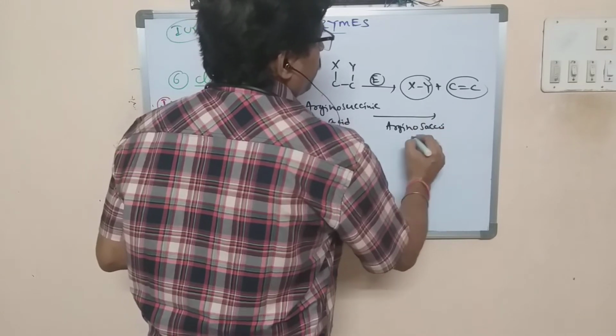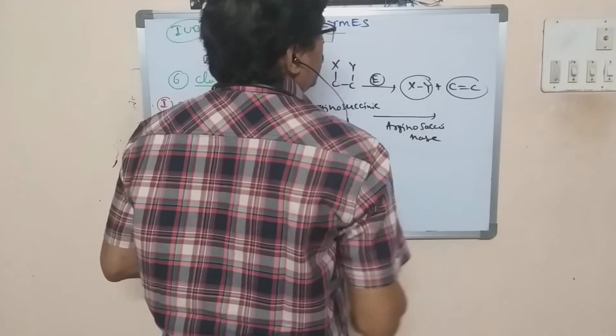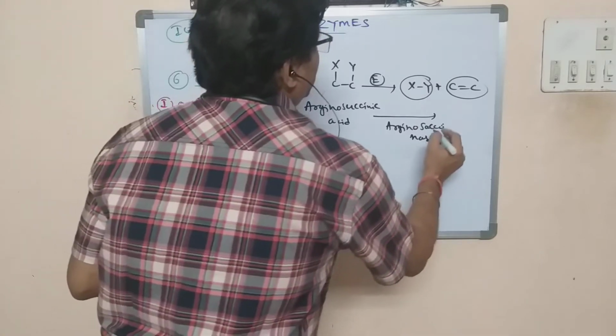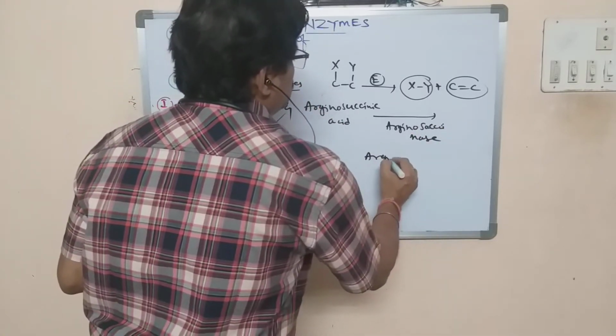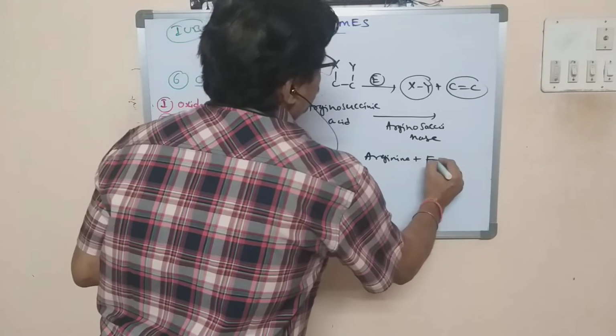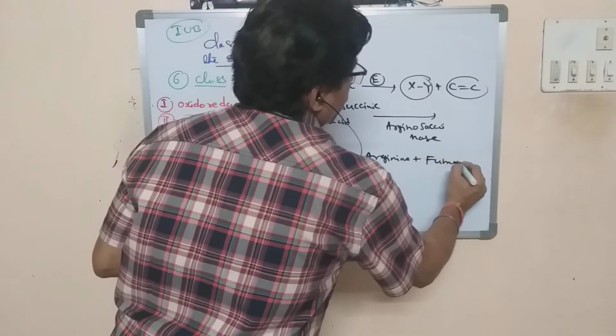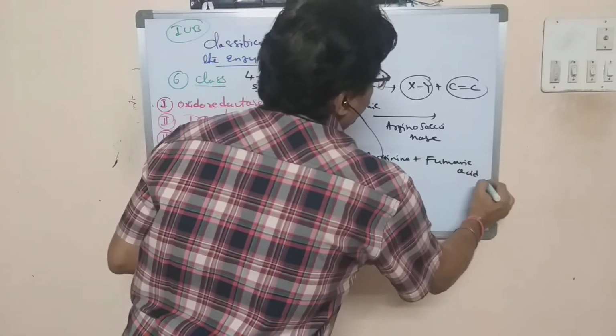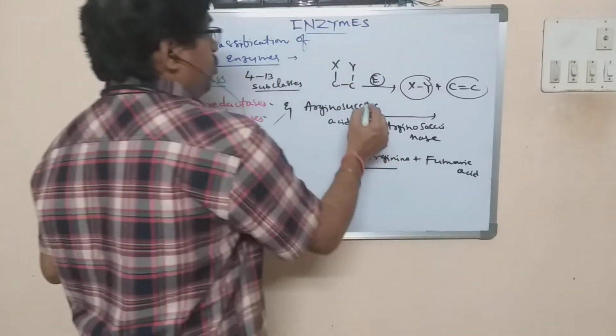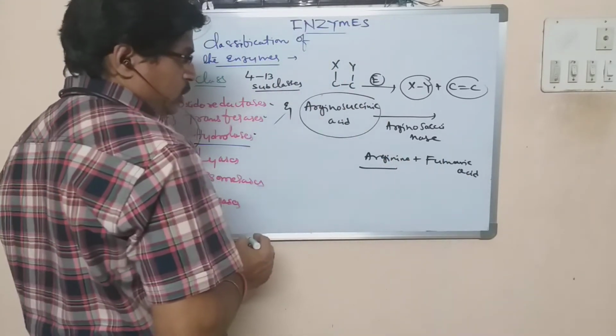Arginosuccinase. They are going to use arginine. Here they are going to give the arginine plus fumaric acid. Fumaric acid they are going to produce. So there is one substance here, the substrate molecule.